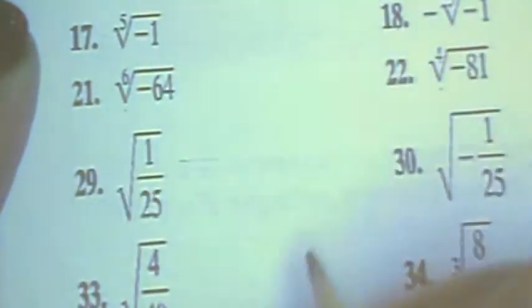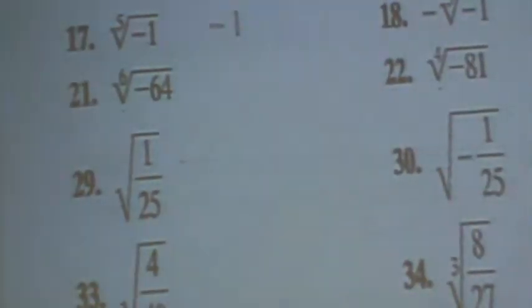Number 13 going down. The cube root of -64. What 3 numbers multiply together? Can you do the cube root of a negative number? Yes, you can. The index can be odd and have a negative number here. So this would be -4.